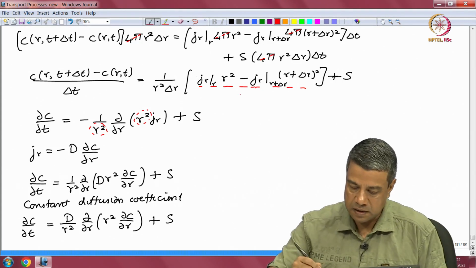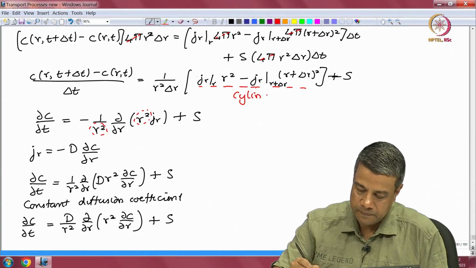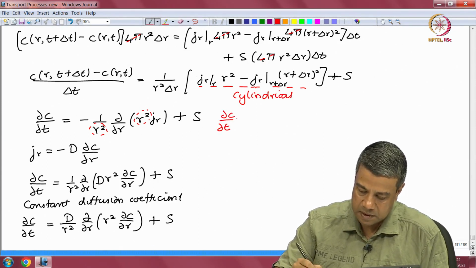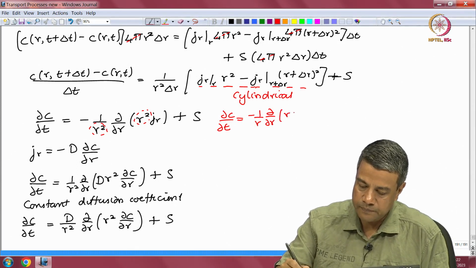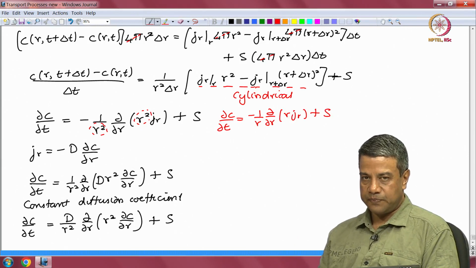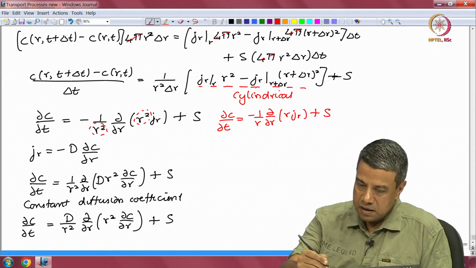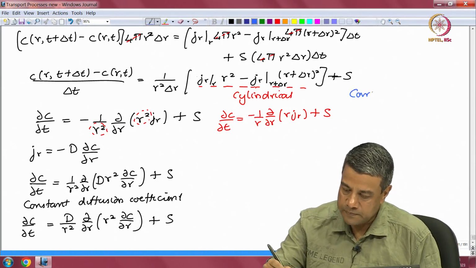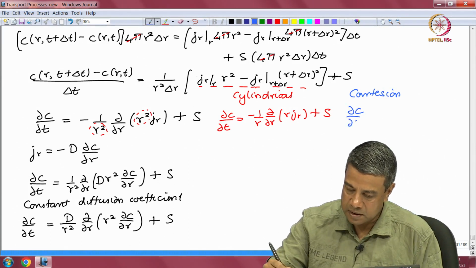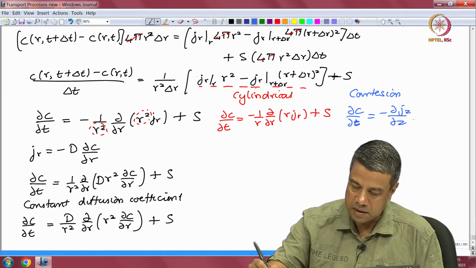To compare, in a cylindrical system, if you recall, the equivalent equation was partial c by partial t is equal to minus 1 over r, plus s. This was in a cylindrical coordinate system. That was because there the surface area was increasing proportional to r. Contrast Cartesian coordinate system, the surface area was a constant, and therefore I got partial c by partial t is equal to minus partial jz by partial z plus s.